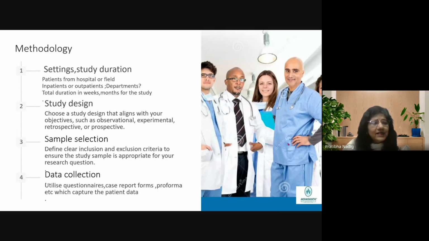Then you should define the sample selection. That means who are the patients, who will be included, who are going to be excluded, and ensure that the study sample is appropriate. So, for example, HRQOL in type 2 diabetes patients, we would like to include all the type 2 diabetic patients.